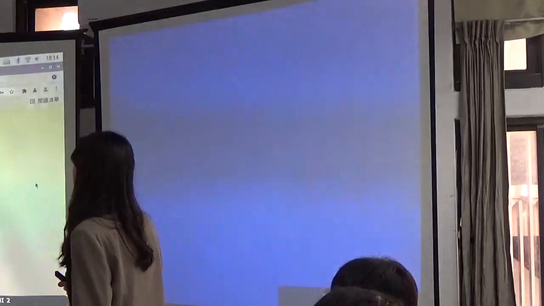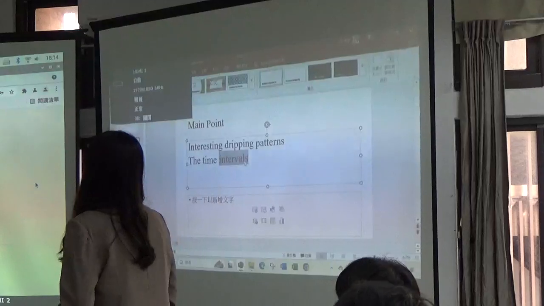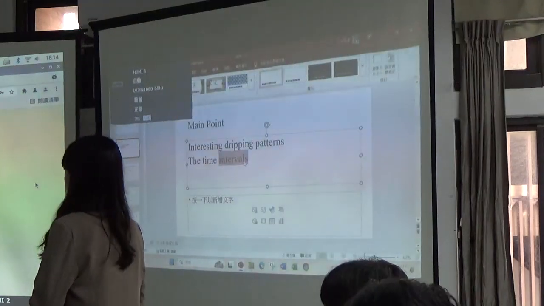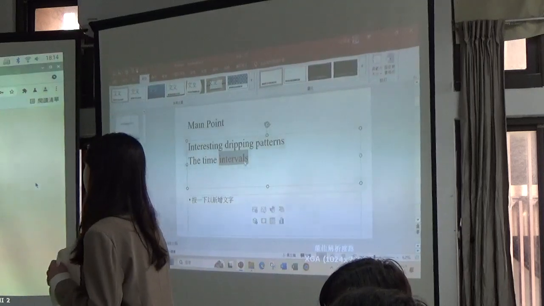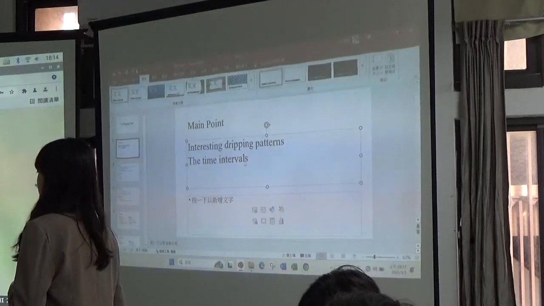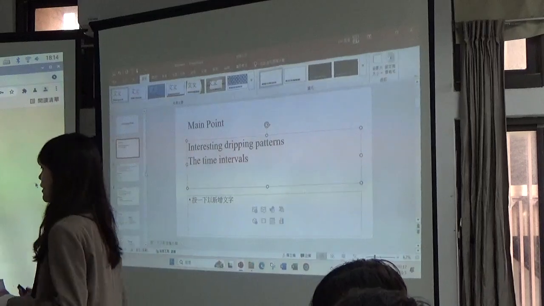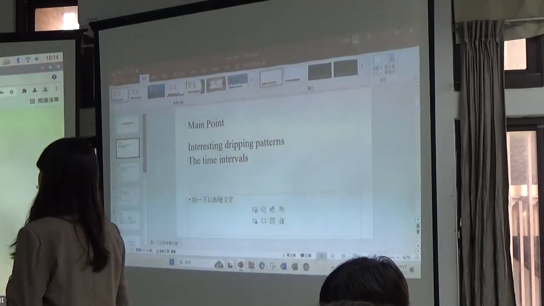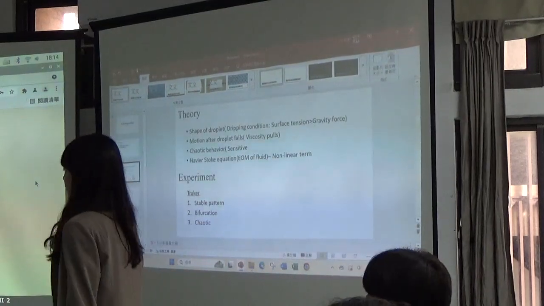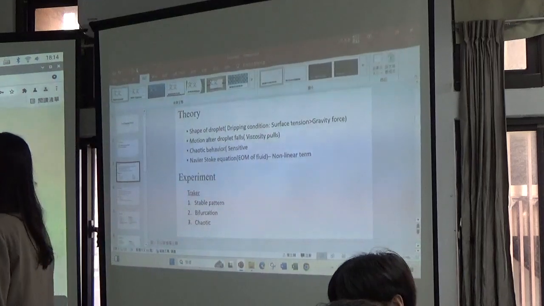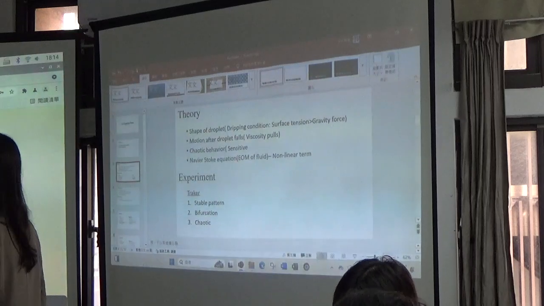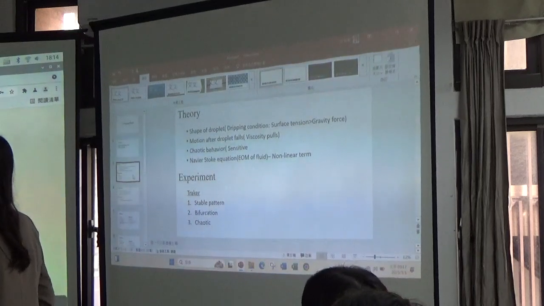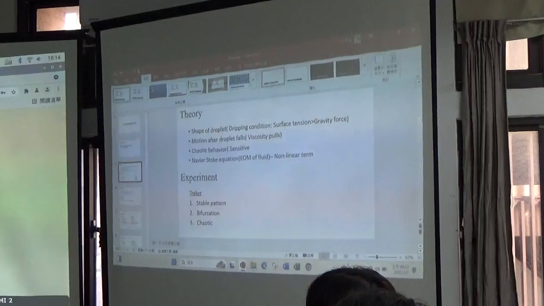So the main question for the reporter is that they don't have enough accuracy for their experiments, because in chaotic regimes the system is highly sensitive to the initial condition. So we think that they can do more about this. And thank you, this is my review.